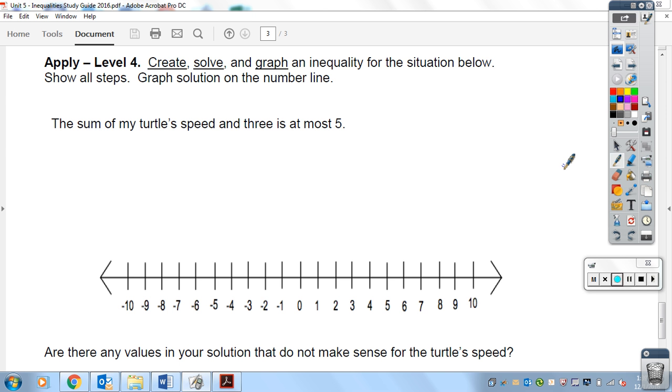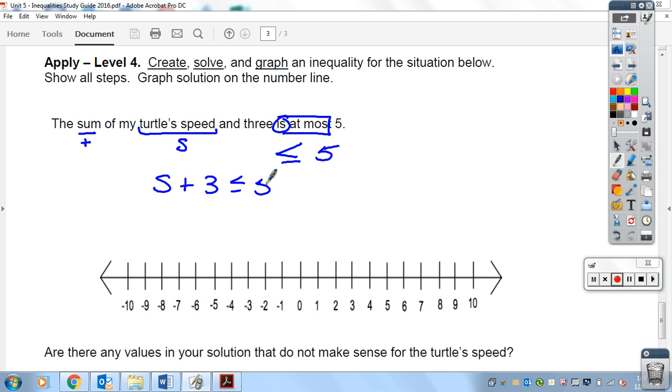The last question, a level 4 type question, is to create, solve and graph an inequality for the situation below, show all your steps and then graph it. The sum, which means addition, of my turtle speed, which I'll call S, and 3 is at most 5. At most means less than or equal to. So the sum of my turtle speed and 3 is at most 5. There's my inequality. This is translate.